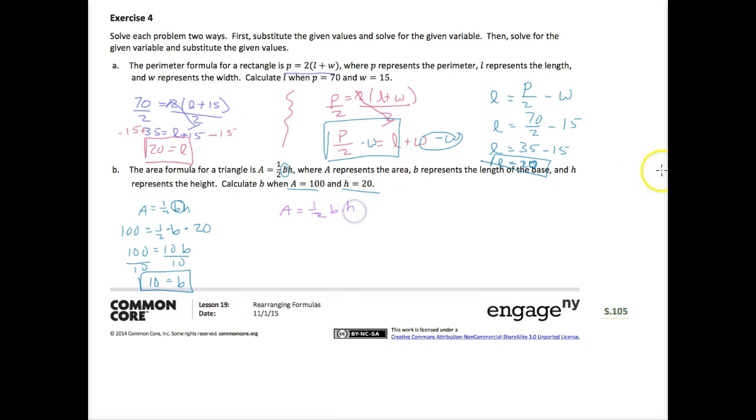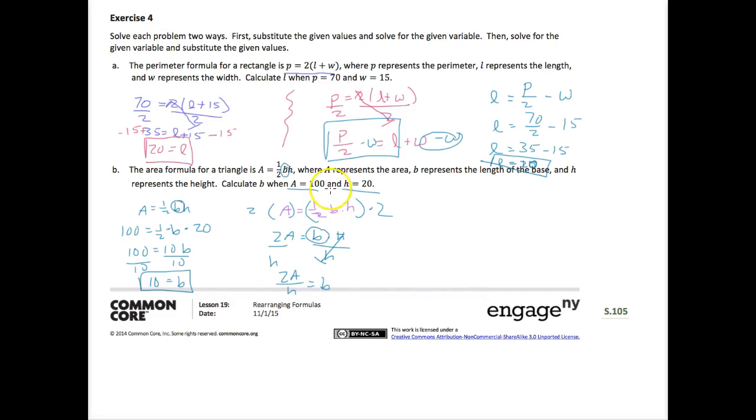All right. So I need to get rid of the half, and I'm going to do that by multiplying both sides by 2. A little different than I did, but let's see. I bet you'd come up with the same answer. 2A equals B times H. Still looking for B, so I'm going to divide by H. That's what's going to give me my 1 over here. Divide by H here. And I get 2A over H equals B.